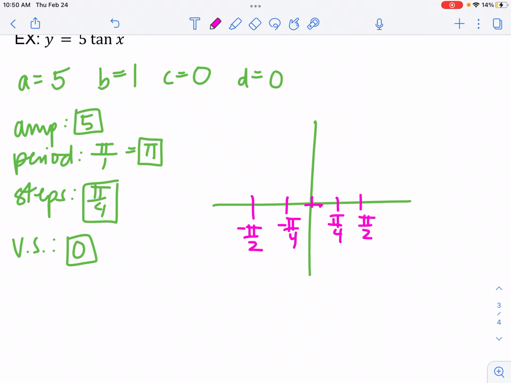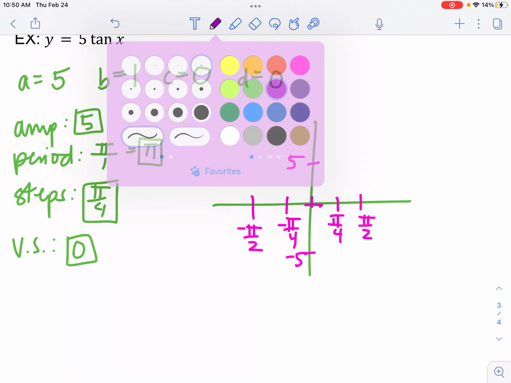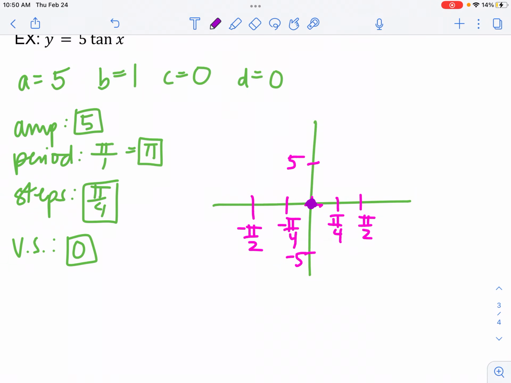My midline is at 0. My amplitude is 5, -5. Okay, now we plot it. Middle point, up, asymptote. Back to the middle, down, asymptote. Connect the dots, and there's tangent.